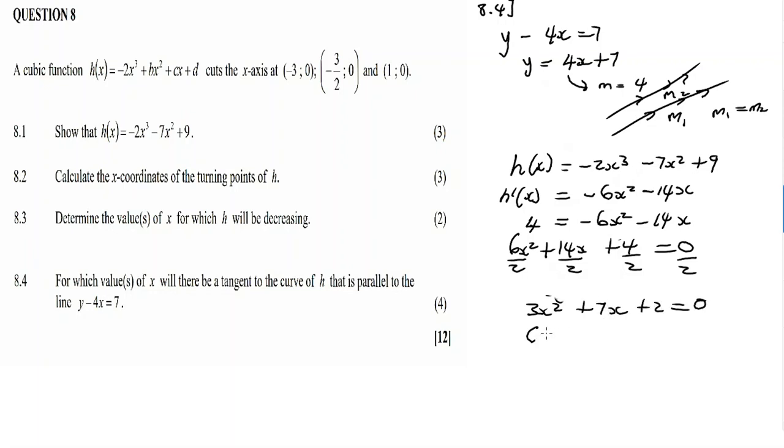You can use the quadratic formula, but I will stick with the factoring method here. 3 times 2 is 6, plus 1 totals 7, which is the middle term. So x is equal to negative 2, or x is equal to negative 1 over 3. So these are the solutions to our 8.4.